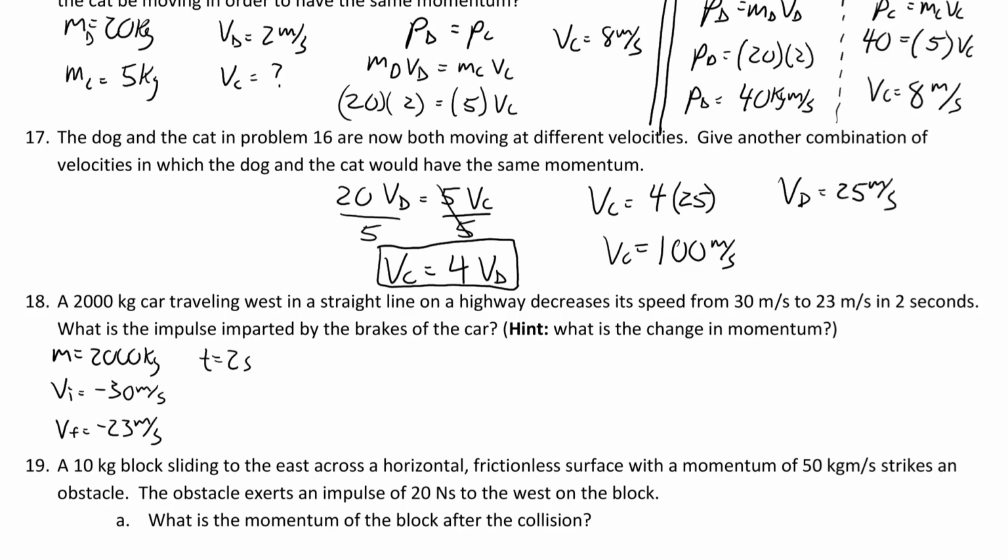Now it says, what is the impulse imparted by the brakes of the car? Hint, what is the change in momentum? So if it's asking for the impulse, it's asking for the change in the momentum. So you could do this in 2 different ways. So they're looking for J. This is the first way, the way I would do it, because I'm lazy and I don't want to do multiple steps. I want to try to find an equation that I could use for just one step.